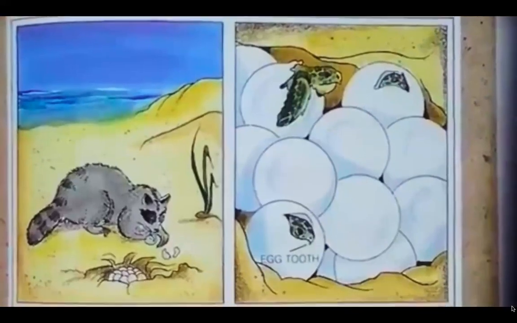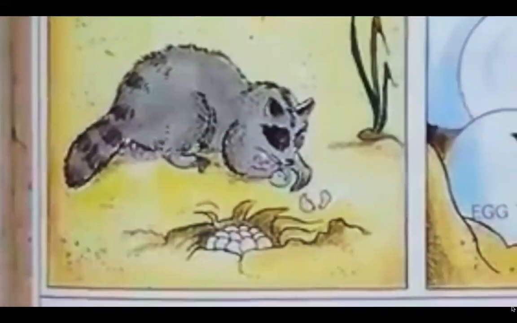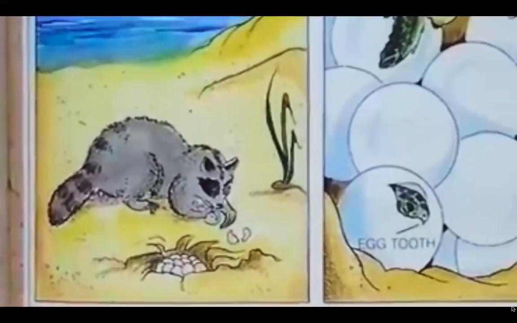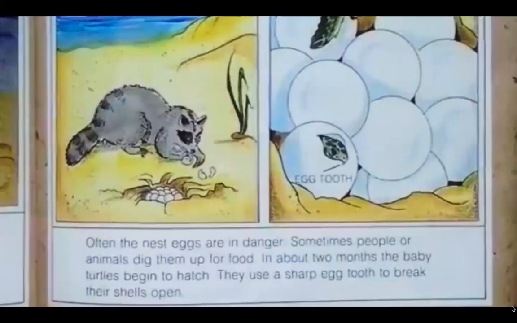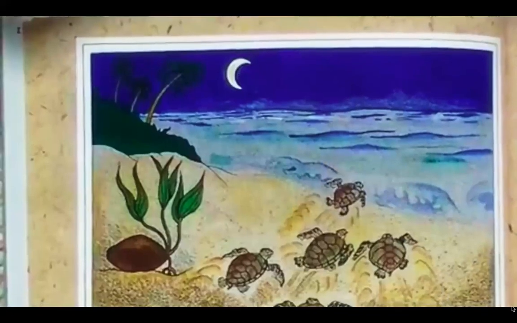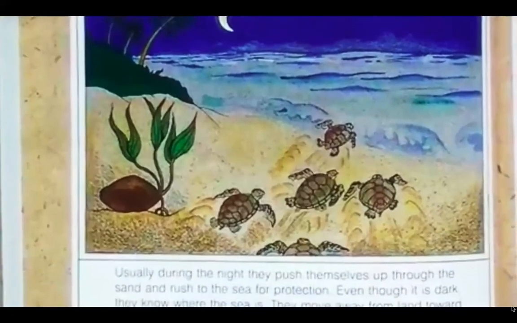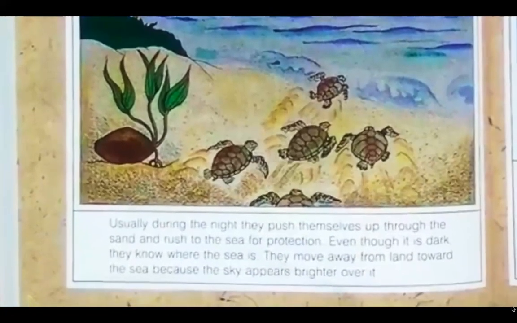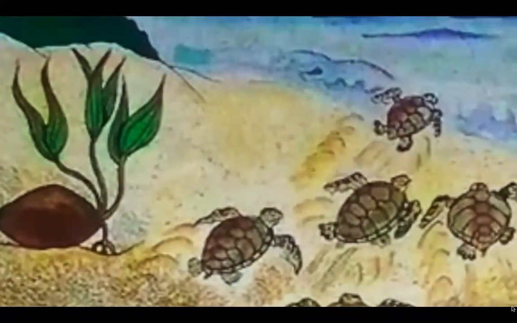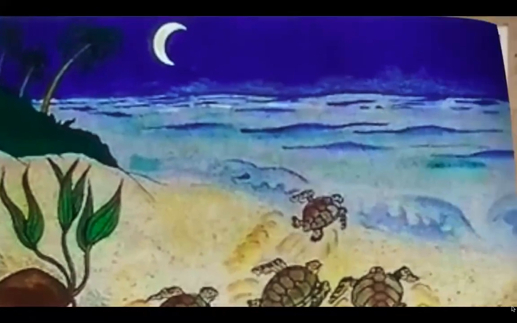Often the nest eggs are in danger. Sometimes people or animals dig them up for food. In about 2 months, the baby turtles begin to hatch. They use a sharp egg tooth to break their shells open. Usually during the night, they push themselves up through the sand and rush to the sea for protection. Even though it is dark, they know where the sea is. They move away from land toward the sea because the sky appears brighter over it.